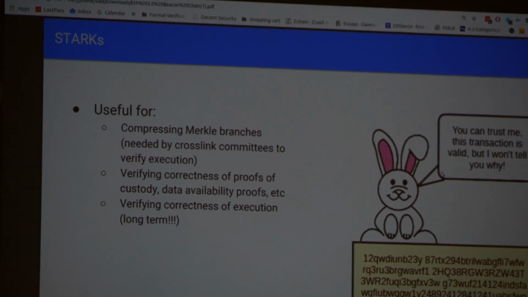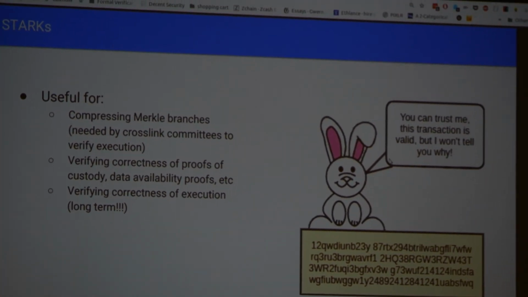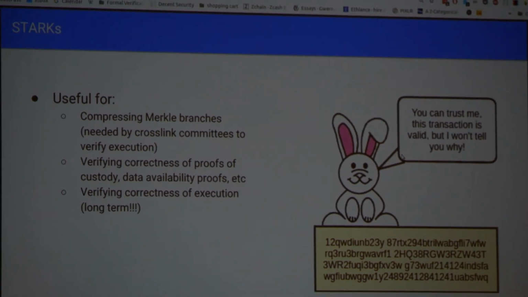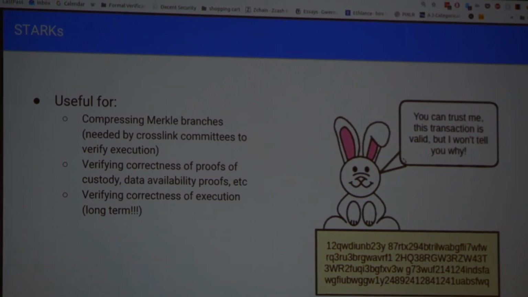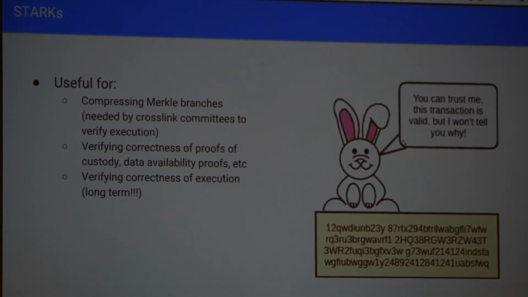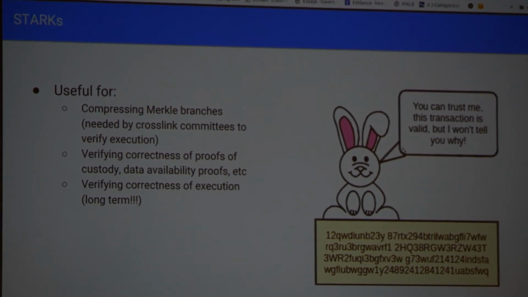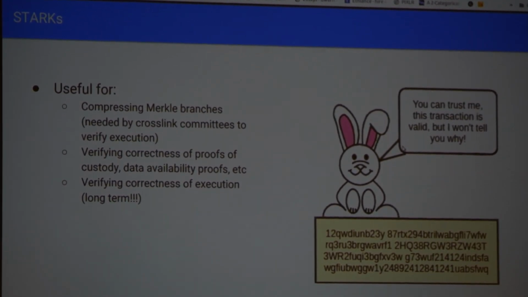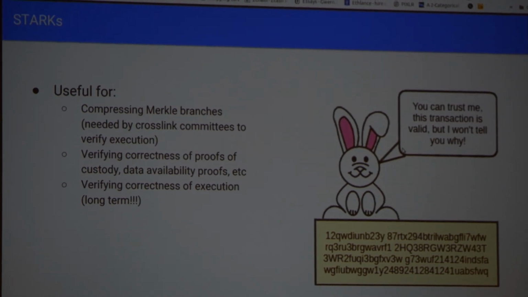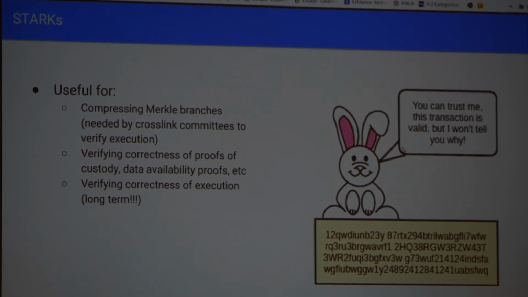Starks are useful for a bunch of things. They're useful for compressing Merkle branches. So if a client wants to verify that the transactions in some block were correctly executed, they need a lot of Merkle branches to verify that the accounts that the transaction is claiming were modified actually are what the transaction is claiming. And this data is potentially 10 times bigger than the data in the block. And so if we use a Stark, then we can compress that and we can get maybe another factor of 5 data efficiency. Yay!